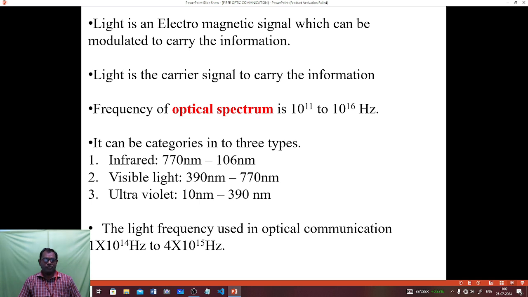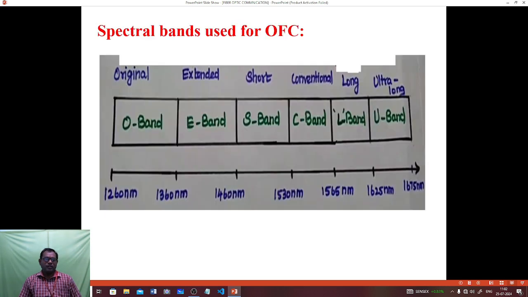The frequency of the optical spectrum is 10^11 to 10^16 Hz. It can be categorized into three types: infrared, 770 nanometer to 10^6 nanometer; second, visible light, 390 nanometer to 770 nanometer; and ultraviolet, 10 nanometer to 390 nanometer. The light frequency used in optical communication is 1×10^14 Hz to 4×10^15 Hz.